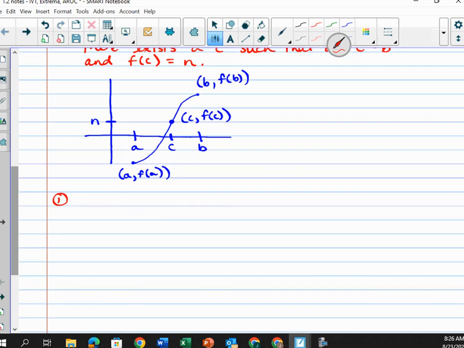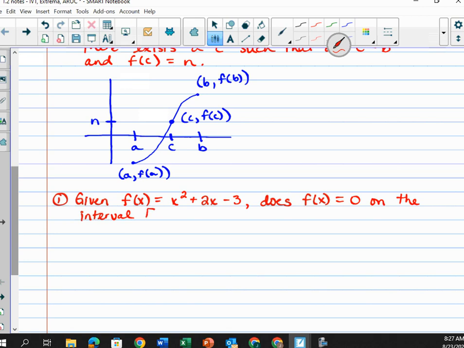You are given f of x equals x squared plus 2x minus 3. And you want to know, does f of x equal 0 on the interval -1 to 3?